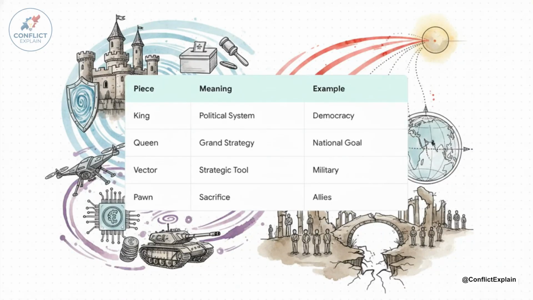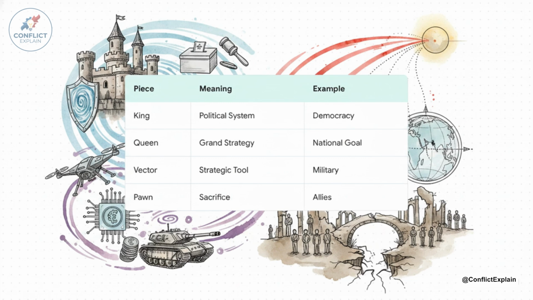Okay, let's dive into this and map out a nation's architecture using a standard chess set. In Professor Jiang's framework, the king is a nation's political system. Think democracy or autocracy. Now, the king doesn't do much of the actual fighting, but it's the fragile core that absolutely must be protected. Then you have the queen.